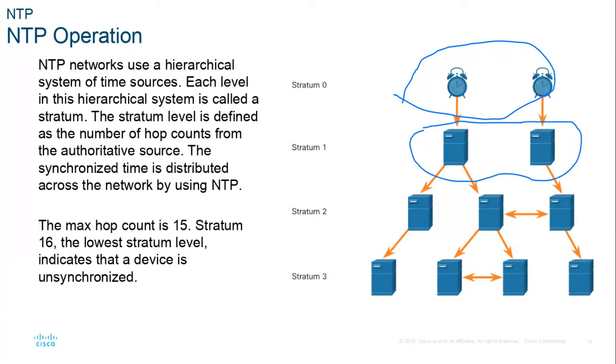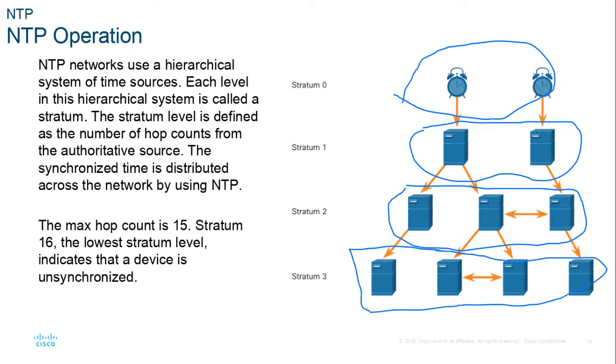The stratum two might be the servers we have at a branch office, and stratum three might be the servers we have at our remote salesman's office or something. So the maximum hop count is 15. If it's number 16, that means it's not synchronized.